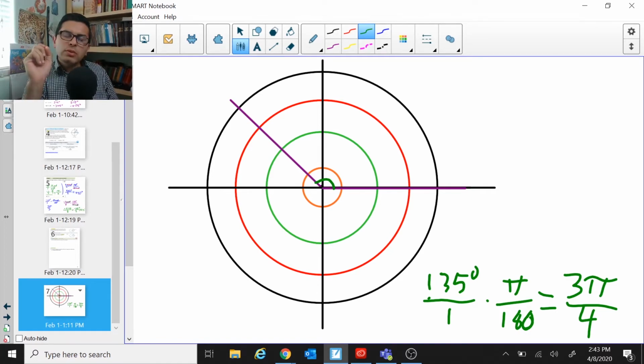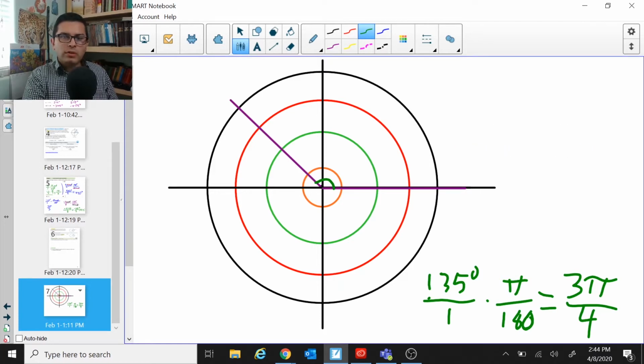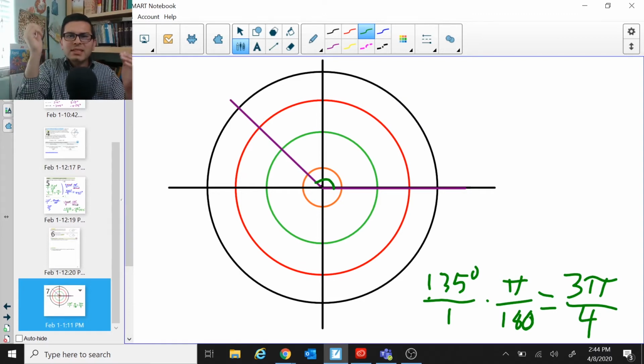Now I want you to think for a moment that on this little orange circle, if you were an ant and you had to walk all the way over here, you wouldn't have to walk that far. But if you're on this green circle and you had to walk, you would be walking a lot farther. But does that make sense? It's the exact same angle. However, since the circle is larger, the arc length, or the amount that you would have to walk, is longer.